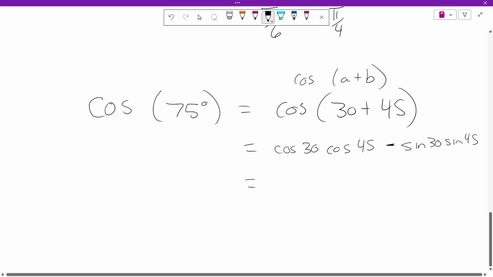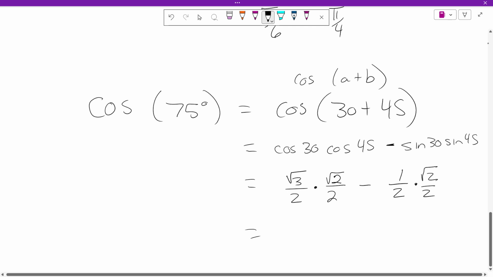So what's cosine of 30? You can look at your unit circles. What's the cosine of 30? Square root of 3 over 2. What's cosine of 45? Square root of 2 over 2. Minus. The sine of 30 is 1 over 2. The sine of 45 is square root of 2 over 2.